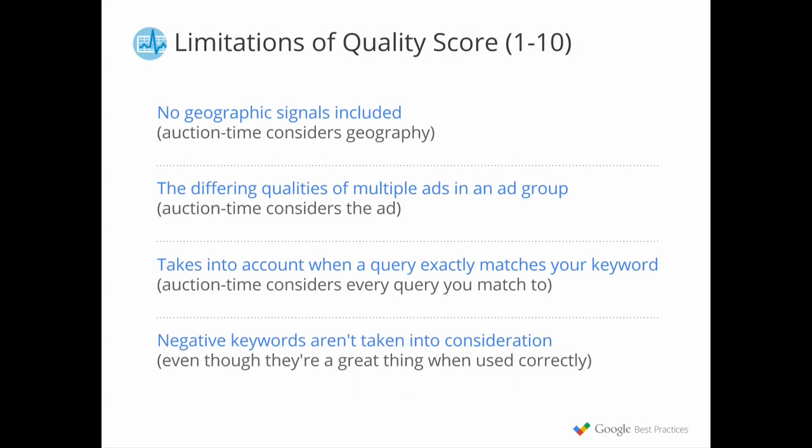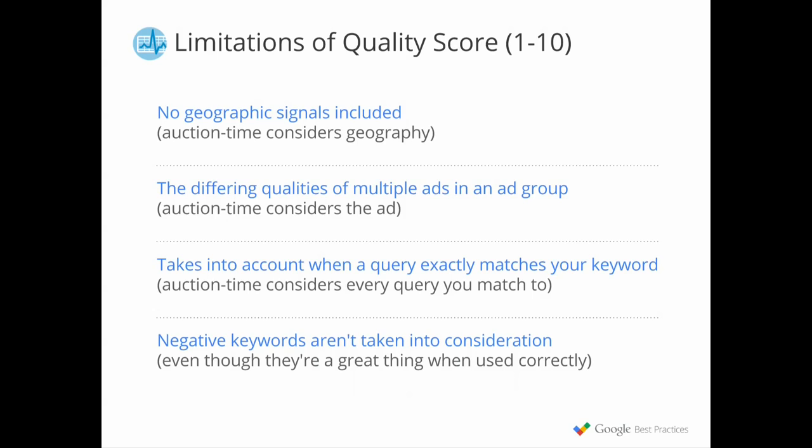There are a few other things that help separate quality score with a capital Q and S, which you can review in your account on the Keywords tab, and ads quality. They're just different beasts. The 1 to 10 quality score doesn't look at geographic signals, but auction time, like I said, considers geography.